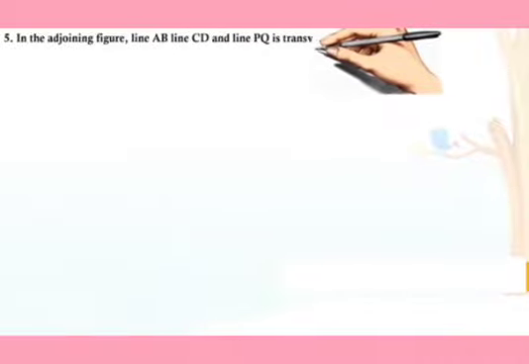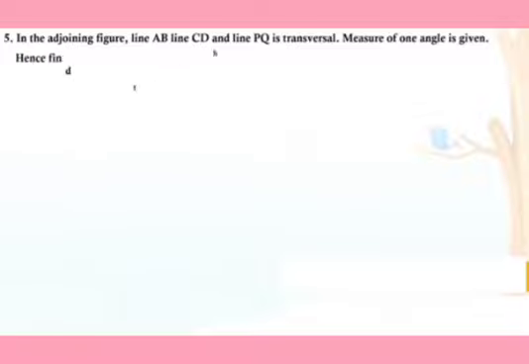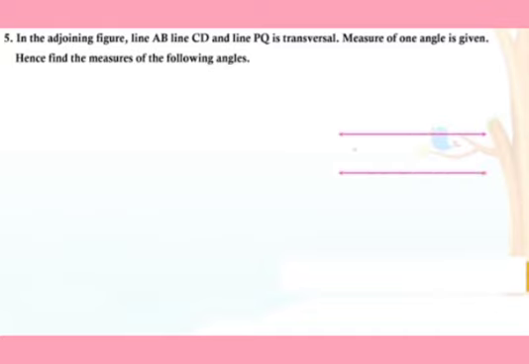In the adjoining figure, line AB, line CD, and line PQ is the transversal. The measure of one angle is given. Question says that line AB, line CD, and line PQ is the transversal, and the measure of one angle is given. Hence first find the measure of the following angles. On the right-hand side, the pink color lines are parallel lines. See this line AB and line CD.